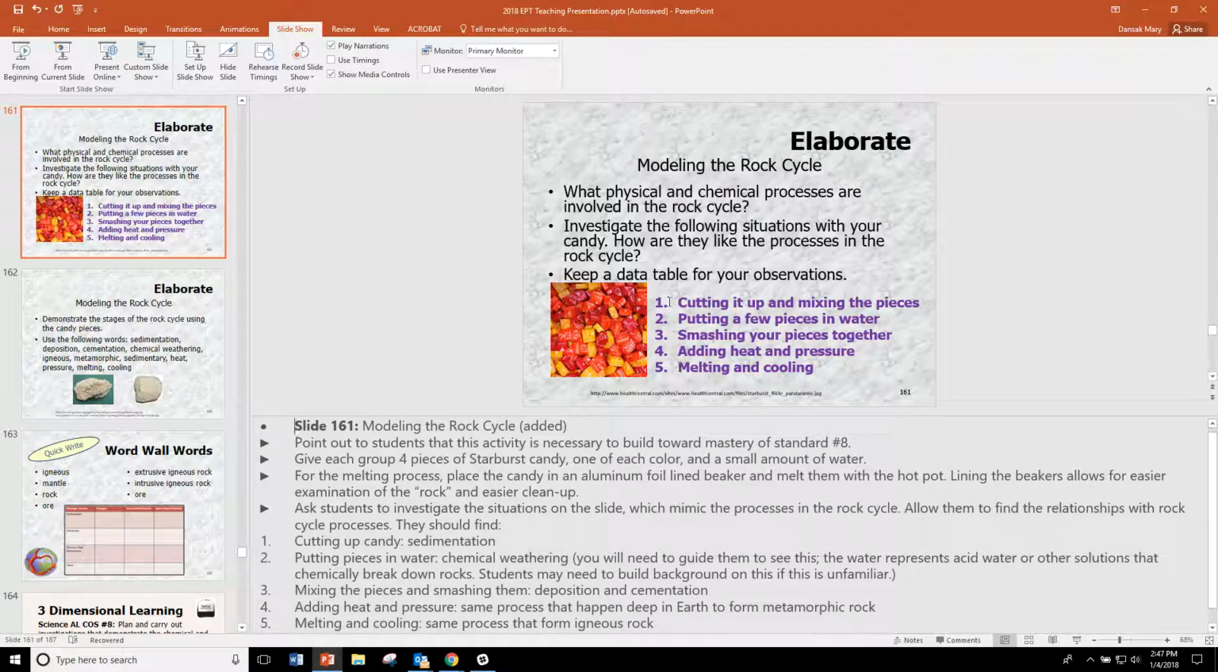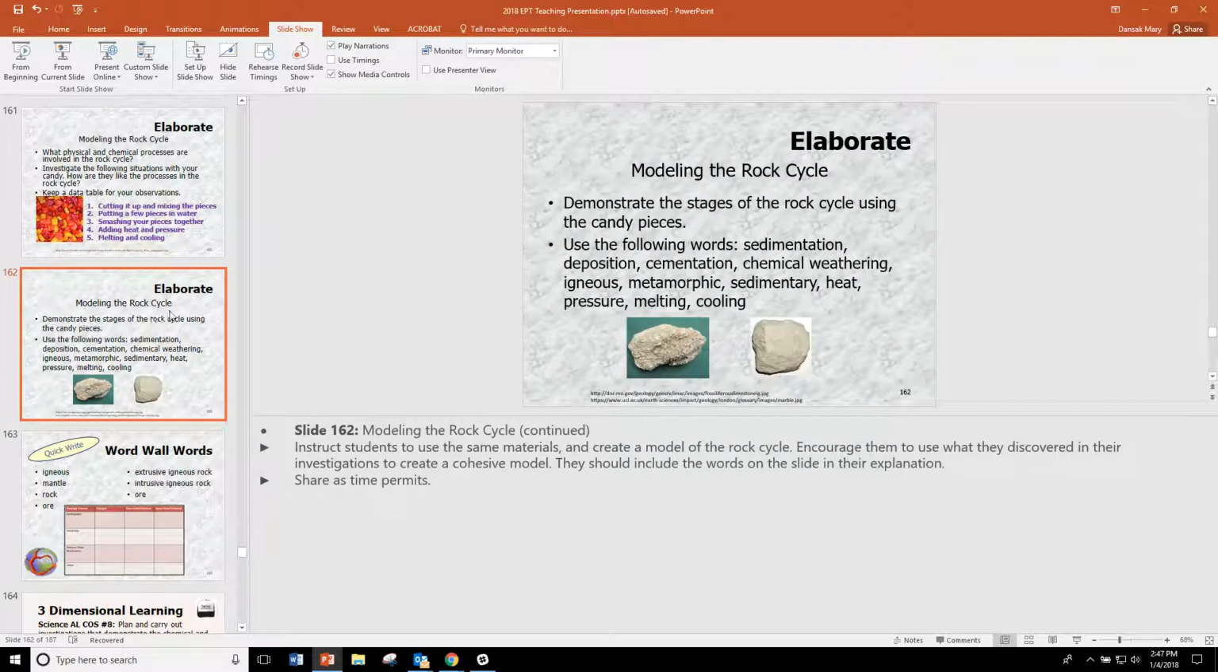So again, you can use these pieces of candy to model the rock cycle as you talk about it, and then students are to come up with their own demonstration showing the stages of the rock cycle using the candy pieces. So I know these two sound like they're pretty much the same. You can tweak them as you need to for your students.